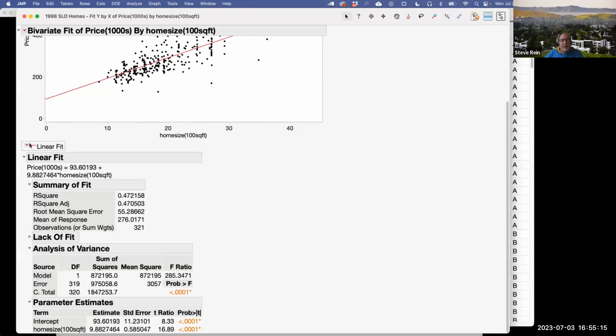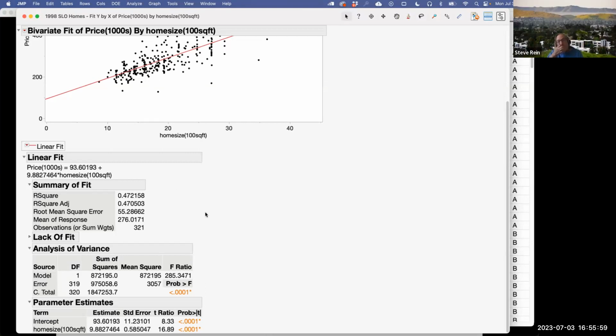Our trend line shown here, the linear fit, says the typical price in thousands of dollars is $93,000 plus then $9.88 for every extra 100 square feet. So $9.88,000. That's roughly $10,000 per 100 square feet. If you go up from a 1,400 square foot home to a 1,500 square foot home, we're saying they cost about $10,000 more. For each 1 unit in X up that you go, for each extra 100 square feet, how much is the price in change in thousands of dollars?